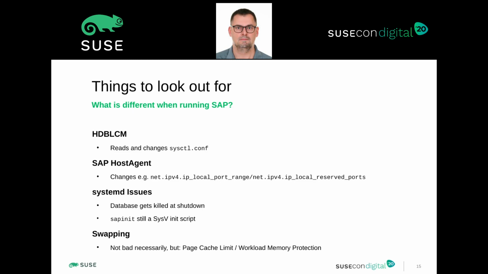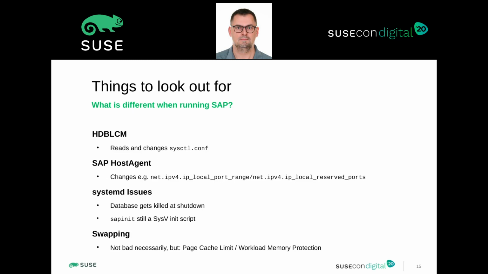Also, the SAP host agent in newer versions will change some system settings. I have two examples here, the local port range and the local reserved ports. So on start, the host agent will not change the configuration file, but write it directly to the proc file system. So don't be surprised that the values are different if you are tuning that with other configuration tools. You can configure and disable both of them in the SAP host agent profile. That's possible, but at least I want to mention it. Some customers are surprised and puzzled why the value has changed.